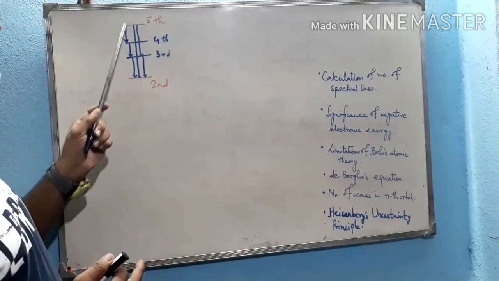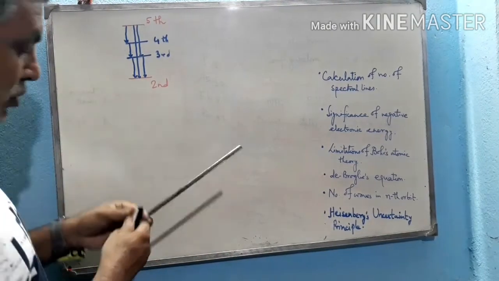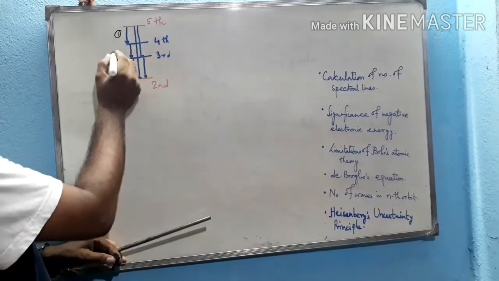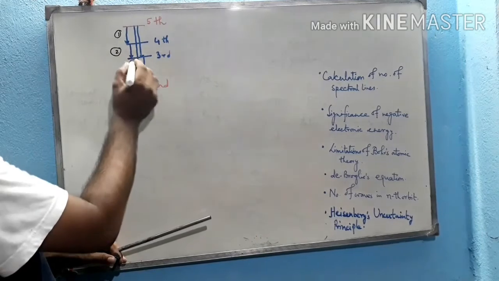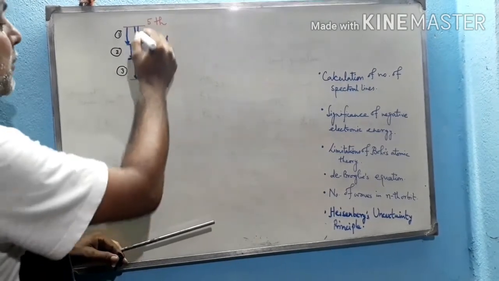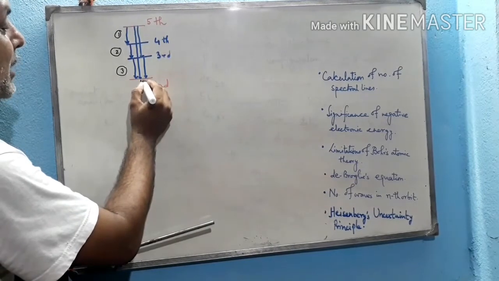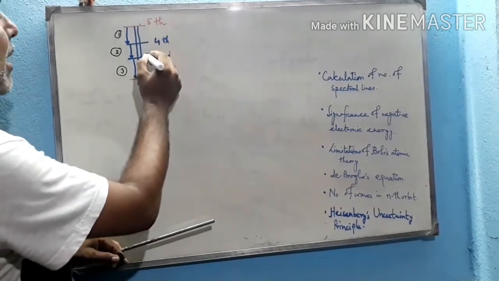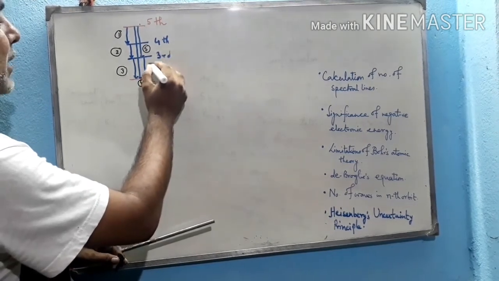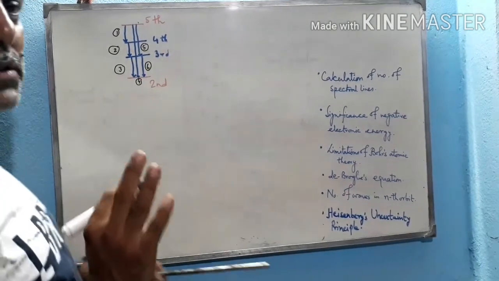It may jump from 5th to 4th, so this is the first spectral line. 4th to 3rd, second spectral line. 3rd to 2nd, third spectral line. Direct 5th to 2nd, that is the 4th spectral line. 5th to 3rd, that is the 5th spectral line. And 4th to 2nd, that is the 6th spectral line. So a total of 6 spectral lines are obtained.